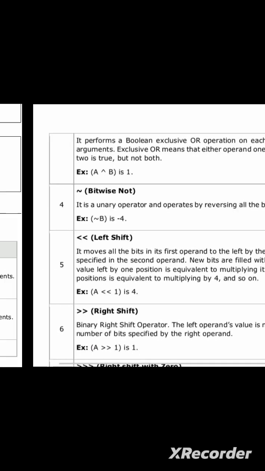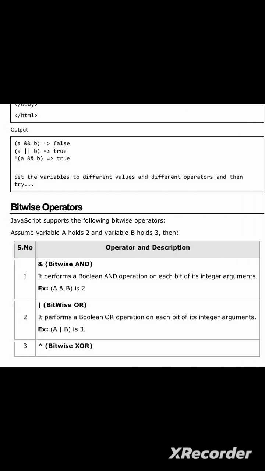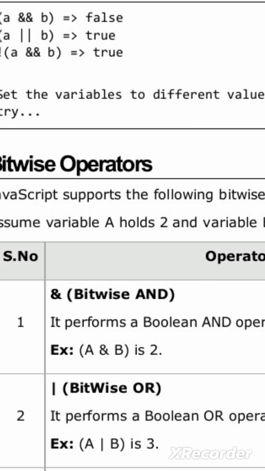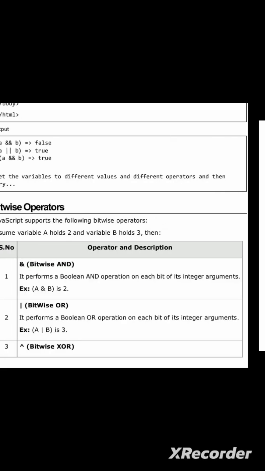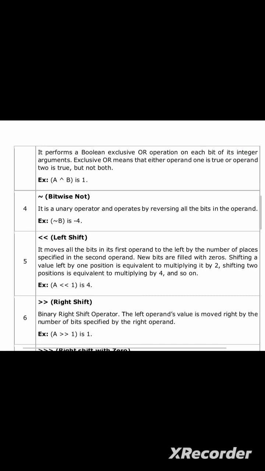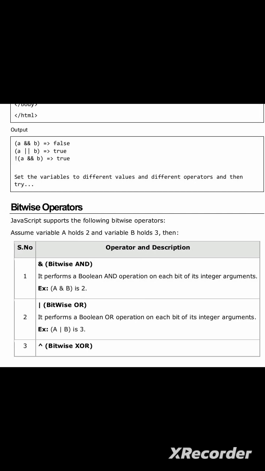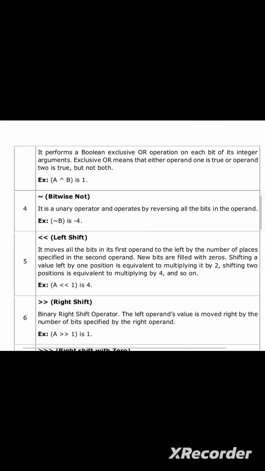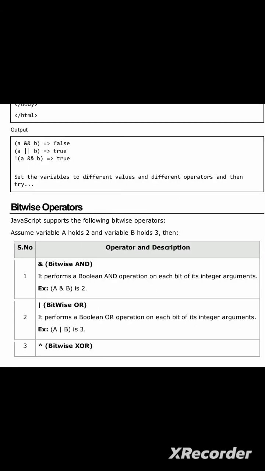Now next are bitwise operators. Bitwise operators are and, or, XOR, left shift, right shift, and bitwise not. We are having 6 operators, and those we'll be seeing in the practical session. This was about the operators in JavaScript. We'll be seeing the exact practical in the next video.